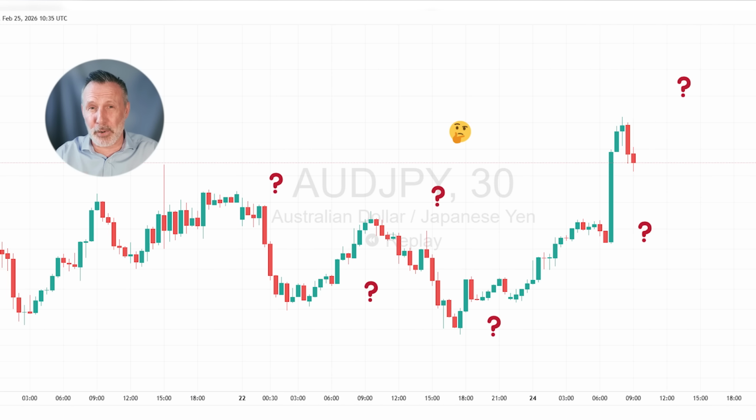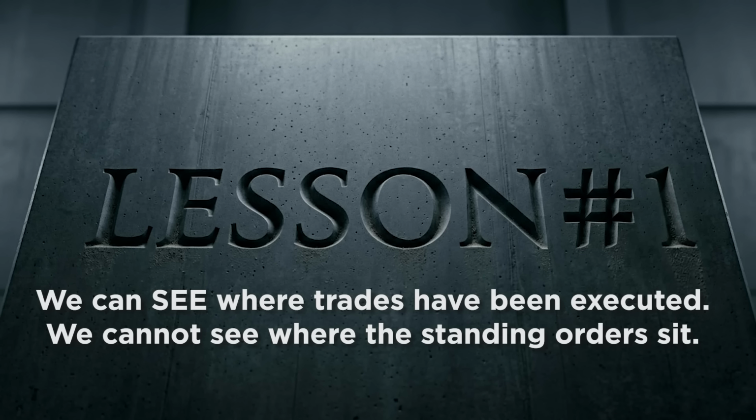This is where supply and demand comes into play. Say I'm an institution and I've got unfilled orders. What do I need to do? It's simple. I need to get them filled. I need price to go back to where those orders are. It is the unfilled orders that make price move, not the completed trades. We can all see where the trades are being executed. What we cannot see is where the resting orders sit. This is lesson number 1.